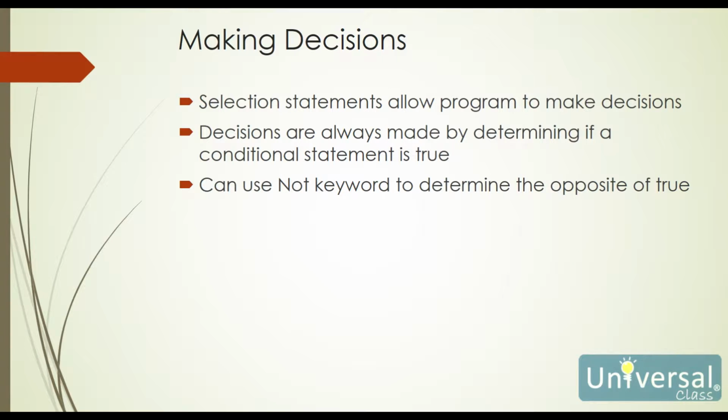Many times our programs need to make decisions. And the way that we do this is by using what are called selection statements. The selection statement allows the program to decide if something should happen or not. It's always based on a decision that determines if a conditional statement is true. Now, it is possible for us to use a not keyword to determine if something is the opposite of true, but the system will always look to see if something is true.